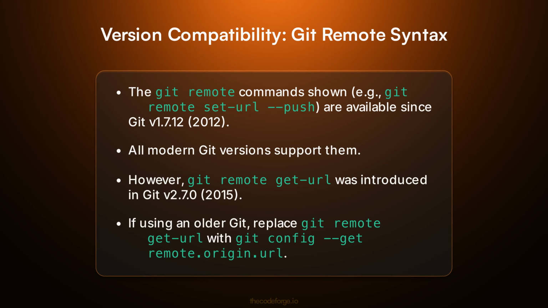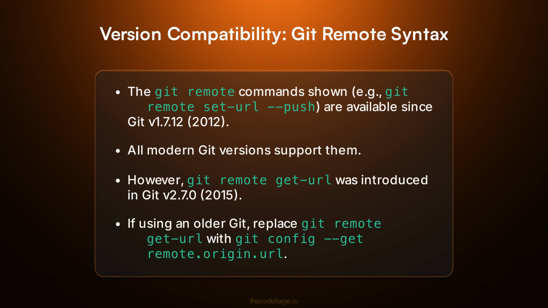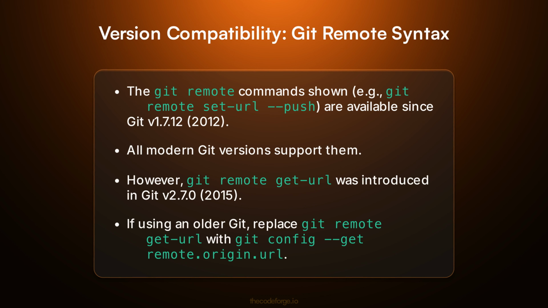The Git Remote commands shown, e.g., Git Remote set URL push, are available since Git v1.7.12, 2012. All modern Git versions support them. However, Git Remote get URL was introduced in Git v2.7.0, 2015. If using an older Git, replace Git Remote get URL with git config --get remote.origin.url.